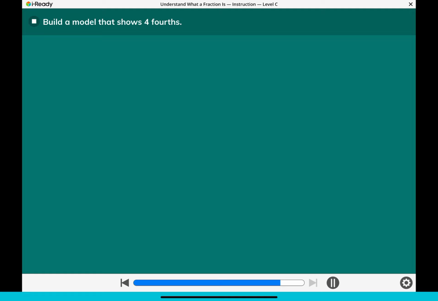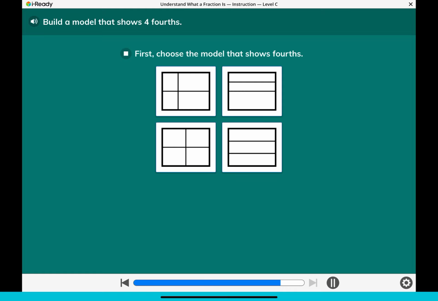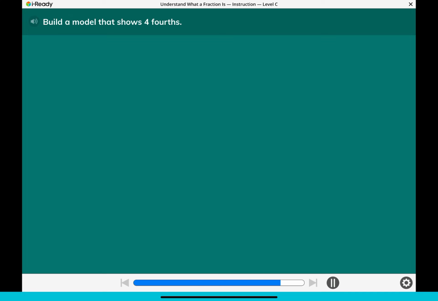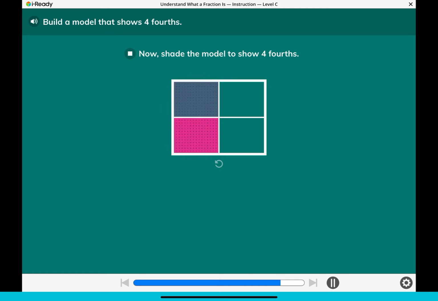Build a model that shows 4/4. First, choose the model that shows fourths. Now, shade the model to show 4/4. That's it! When 4/4 are shaded, the whole shape is shaded. 4/4 is equal to 1 whole.